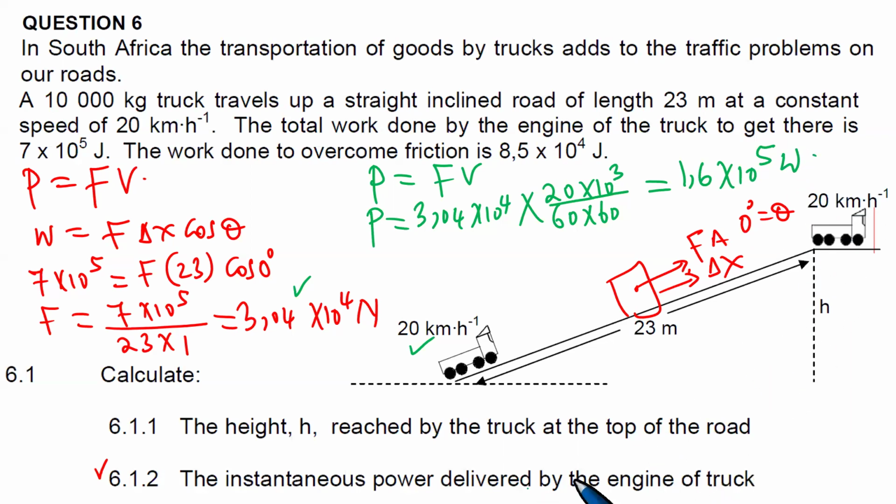Right, so because we had to calculate the instantaneous power delivered by the engine of the truck, the instantaneous power delivered by the engine of the truck is 1.6 times 10 to the 5th power watts.